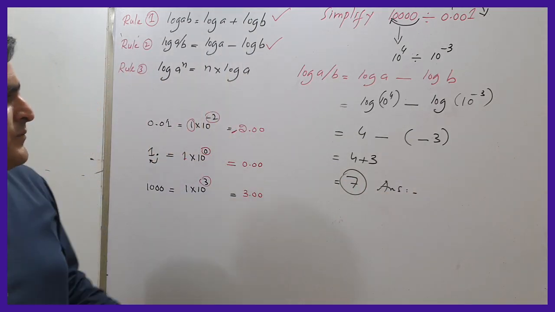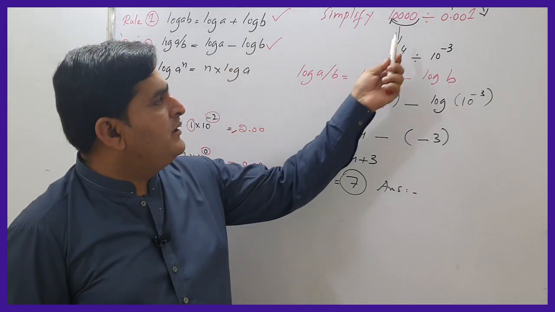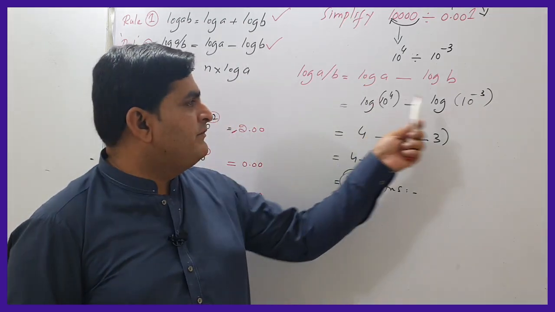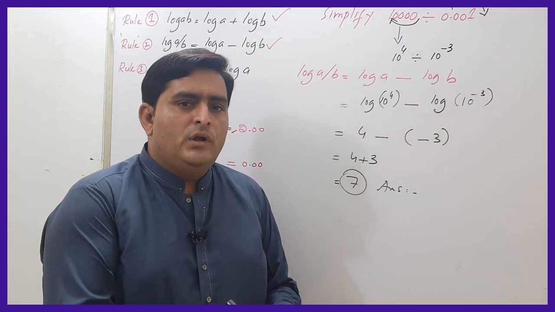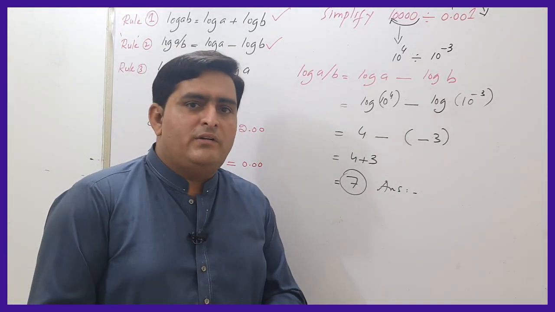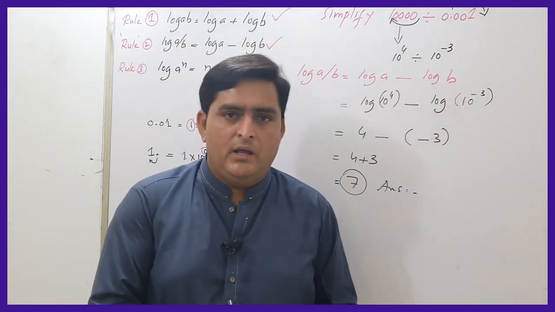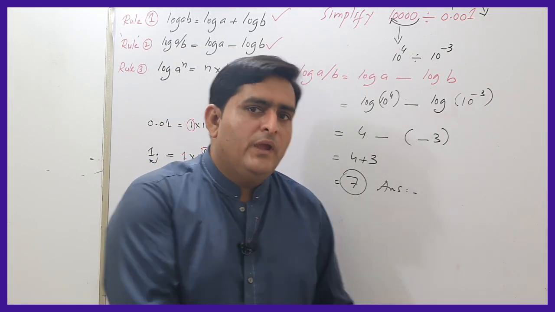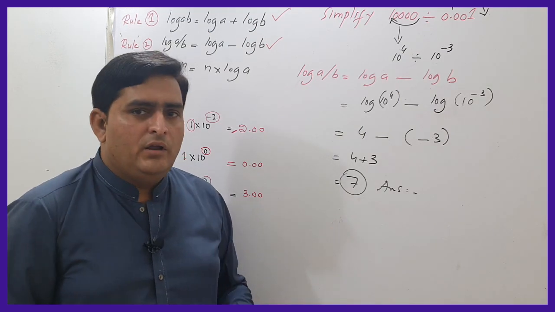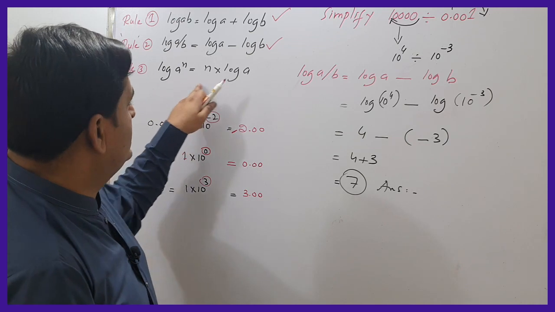So in this way we have cleared rule number 2, that if two numbers are divided by each other, their logarithms will be subtracted. The rules of exponential numbers are followed in the logarithm, as the logarithm itself is an exponent. If two numbers are multiplied, the logarithms will be added. If two numbers are divided, the logarithms will be subtracted. Now we are going to rule number 3.